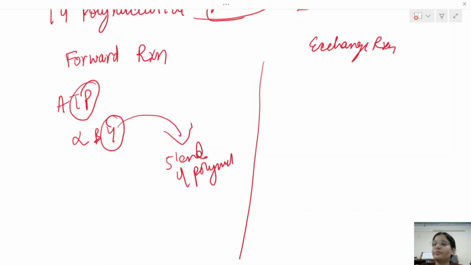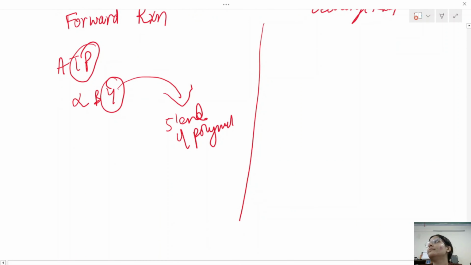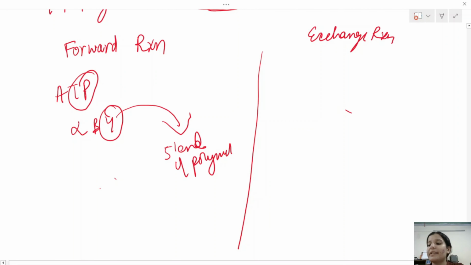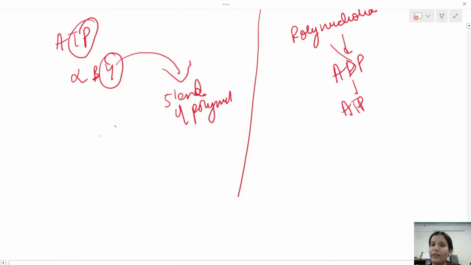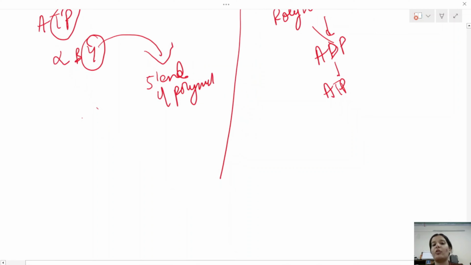Whereas in the exchange reaction, they target a polynucleotide that has a 5' phosphate, which is incubated with an excess of ADP. It transfers the phosphate from the polynucleotide to ADP and makes ATP. Then it carries out a forward reaction and transfers a phosphate group from ATP onto the target polynucleotide. So that's all about today's lecture.